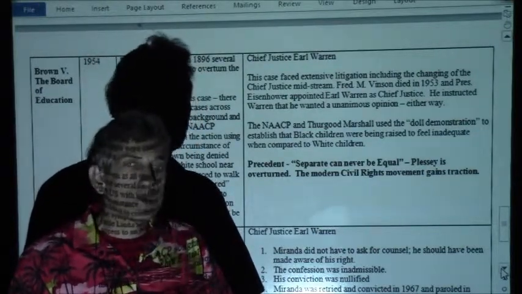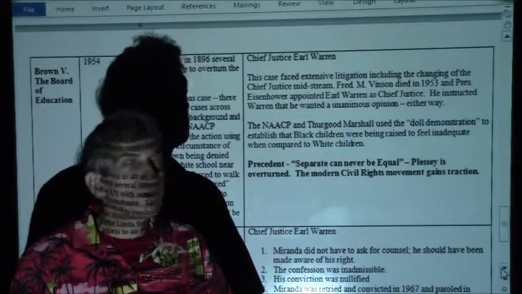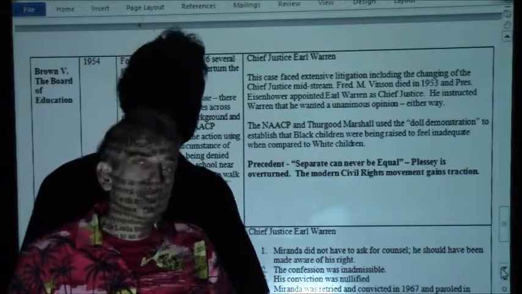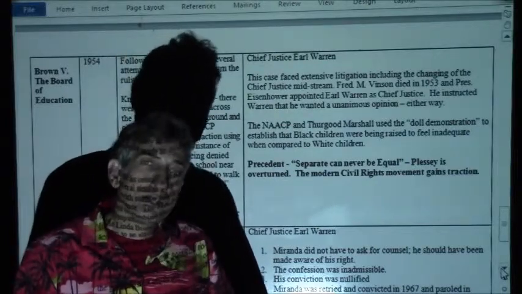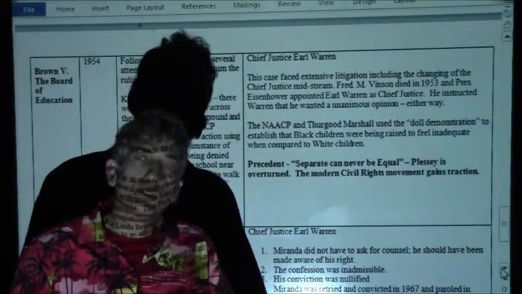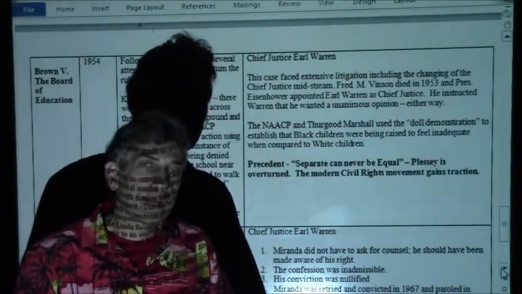It was hard overturning Plessy, but that doll experiment was very compelling because it didn't seem to matter what you did to the facilities. If you didn't mix the children, they were being raised differently with a different set of values and norms, thereby separate can never be equal.